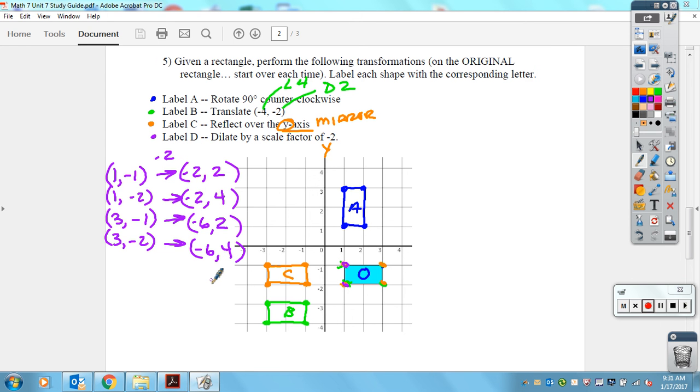Let's graph these now. Left 2, up 2. Left 2, up 4. Left 4, 5, 6. Up 2, and left 6, up 4. Unfortunately, I kind of worked into my own space right here. But this is what my shape looks like. It's coordinate, not O, sorry. O is the original. D, it's a little bit bigger on the other side, actually 4 times as big.